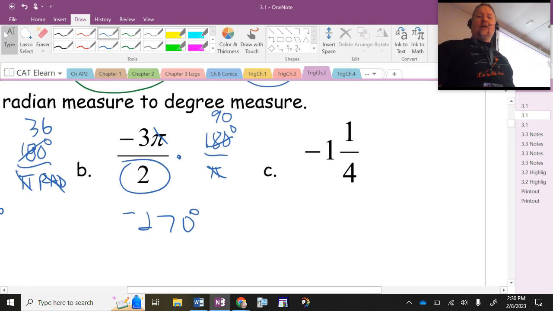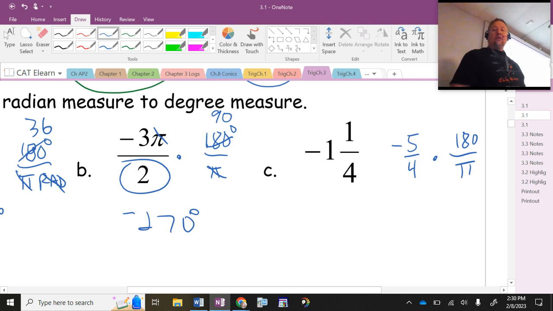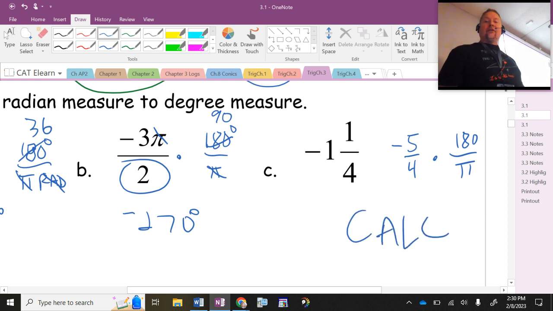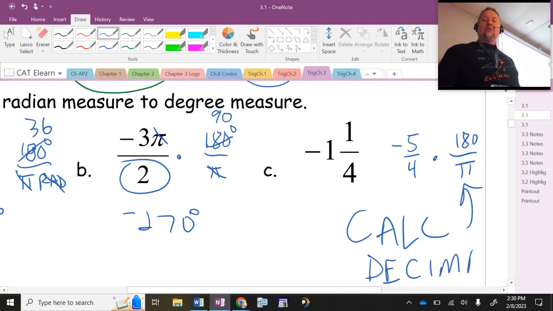And then negative 1 and 1/4, just make that negative 5/4. Multiply that by 180 over pi. There is no pi to cancel. So basically, you go to your calculator and then get a decimal for this. You did not lose pi, so you do have to divide by pi.